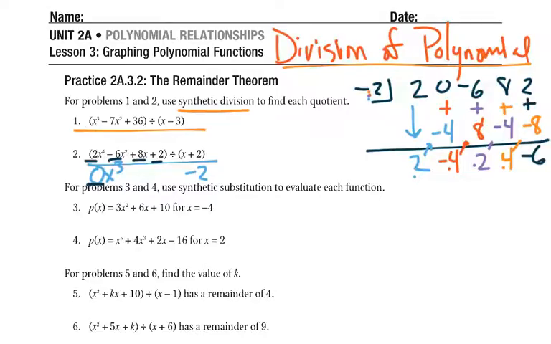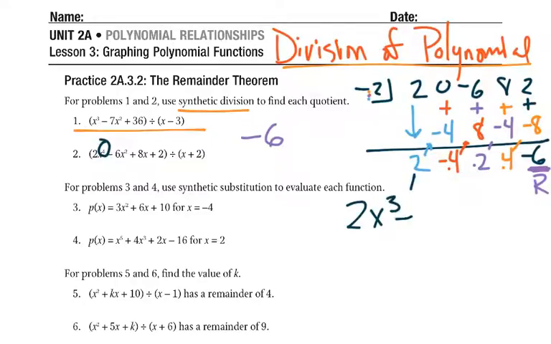Now notice, this is my remainder. Now this one wasn't 0, it was negative 6. Okay, so when I write that, because I'm trying to find the quotient, the way I write my answer with the remainder is like this. We started out with x to the 4th, right? So this would be x cubed, so 2x cubed, minus, because it's negative, 4x squared, plus, because it's positive, 2x, plus 4, because it's positive.